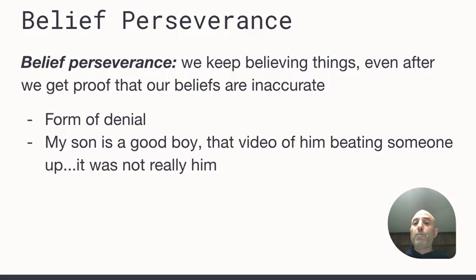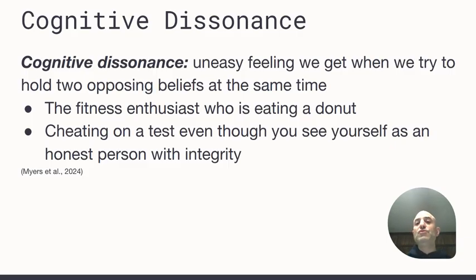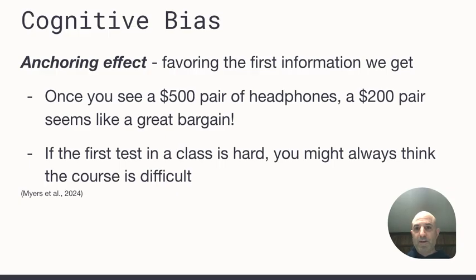Because of this, we're prone to something called belief perseverance. We continue believing something even after we get proof that our beliefs are inaccurate, right? And this can lead to cognitive dissonance. It's that uneasy feeling that you get when you try to hold two opposing beliefs at the same time. So, someone who's a big fitness enthusiast who decides one day to break down and eat a donut has to hold those two conflicting ideas in their head at once, that they're a fit person who's eating a donut that they said they would never eat, right? And they have to kind of come to terms with that, or convincing yourself it's okay to cheat on a test, even though you see yourself as an honest person with integrity, right?